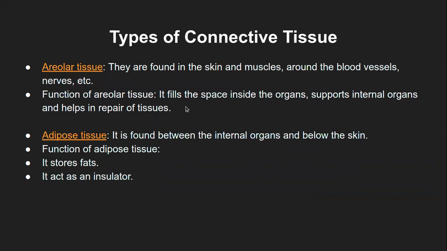What we are going to look at, the two different types of connective tissue which is commonly known, that is areolar tissue and the adipose tissue. So areolar tissue, these are found in the skin and the muscles around the blood vessels and also the nerves, and the function is it fills the spaces inside the organ, and it supports the internal organ and also helps in the repair of the tissues.